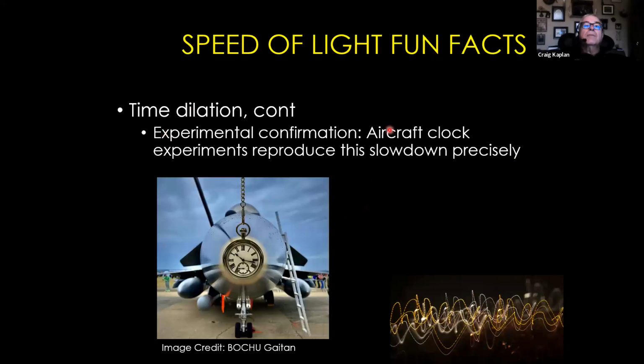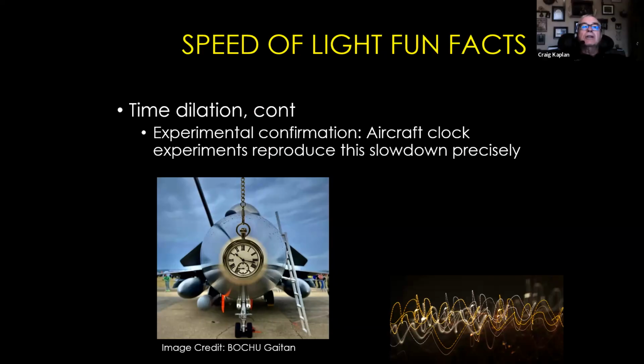This has been confirmed by very careful aircraft clock experiments with very fast aircraft that reproduce exactly the slowdown. Aircraft that are taken to high speeds have clocks that slow down imperceptibly for us, but measurably slow down compared to clocks on Earth that aren't moving. This has been shown in multiple experiments.